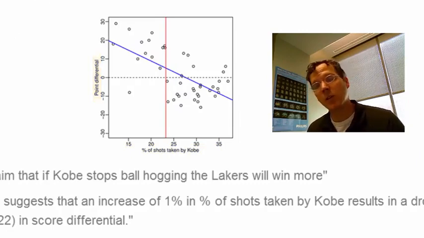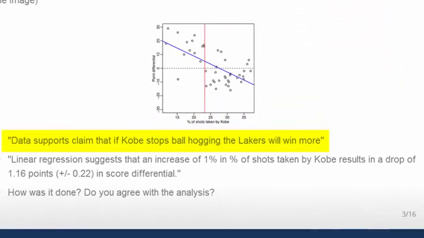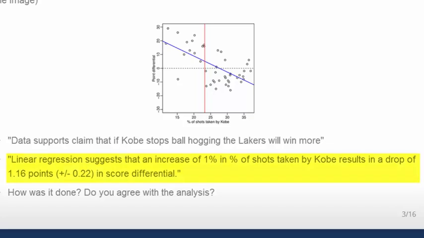And he fit a linear regression to it, and he made some claims in the blog post, and you can find it and read the full post. But for example, one of the claims was, data supports the claim that if Kobe stops ball hogging, the Lakers will win more. But probably more relevant to this class is he makes this specific statement. Linear regression suggests an increase of 1% in percent of shots taken by Kobe results in a drop of 1.6 points, and he gives a standard error in score differential.